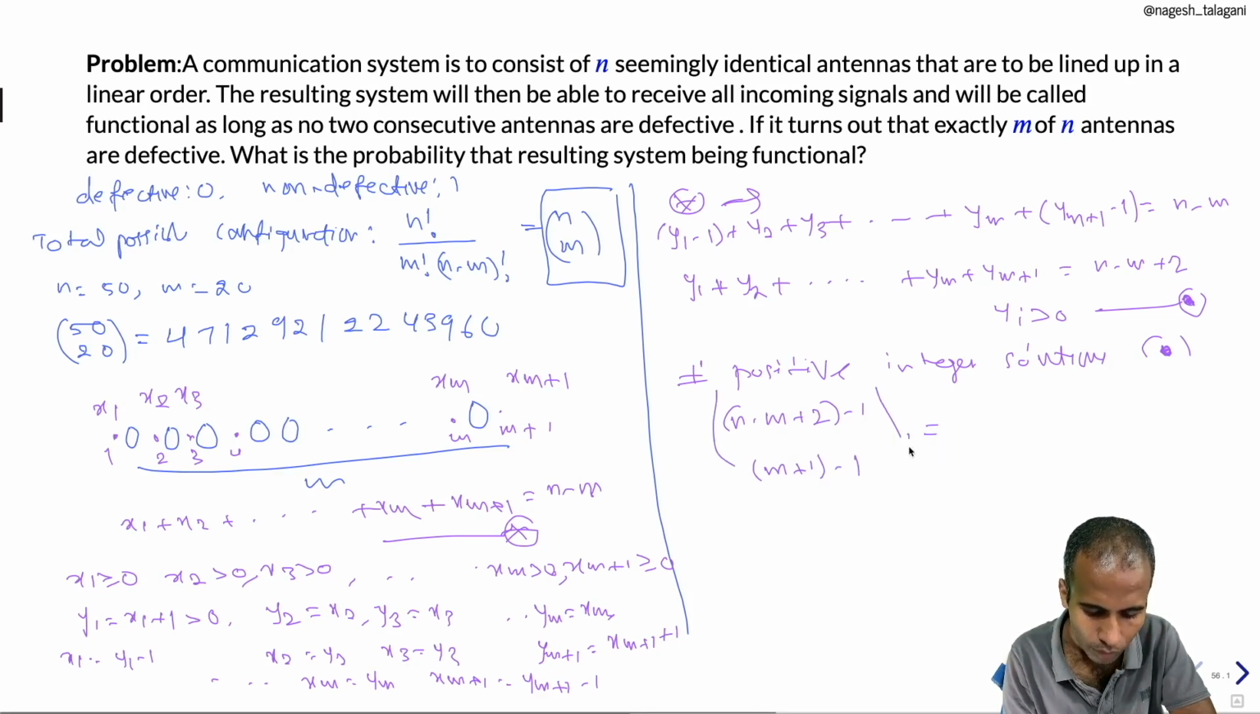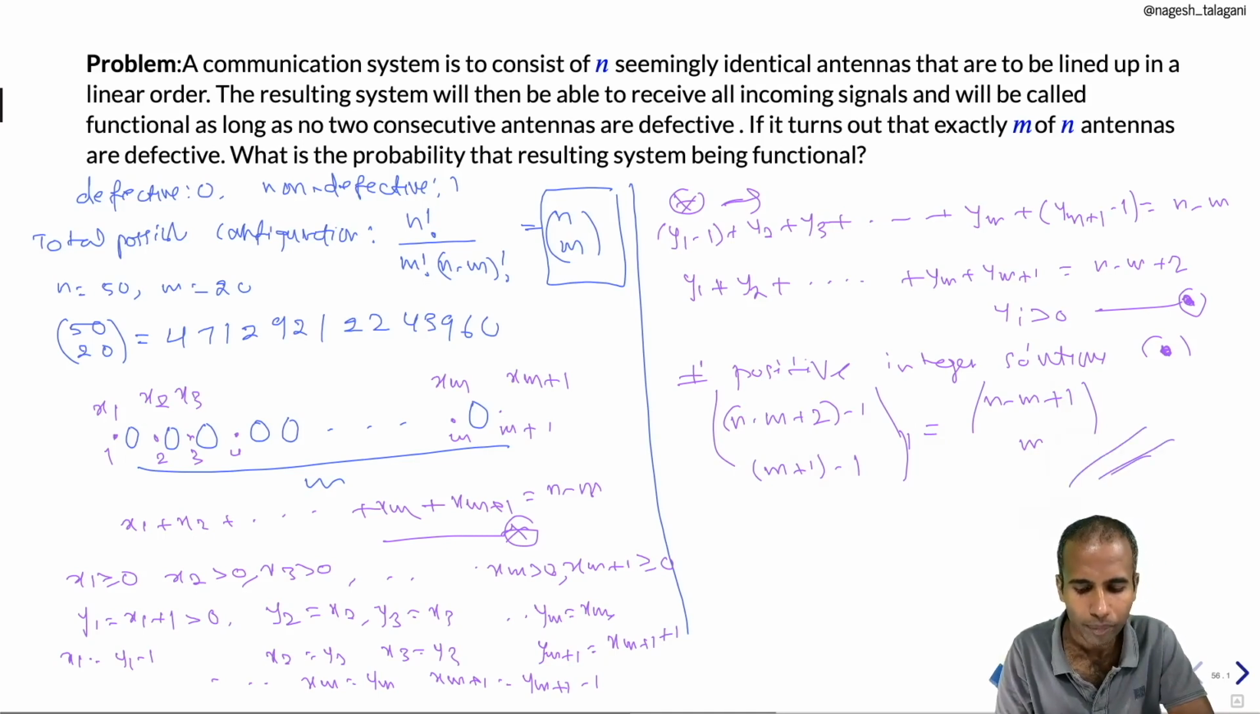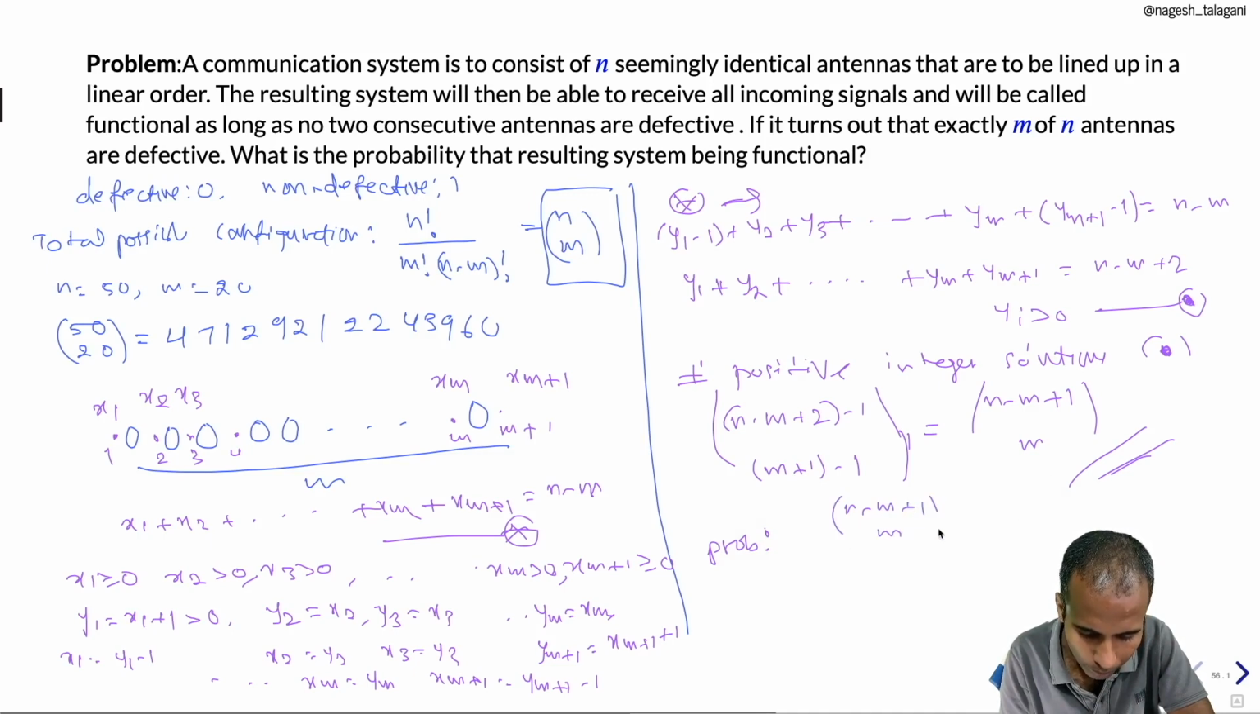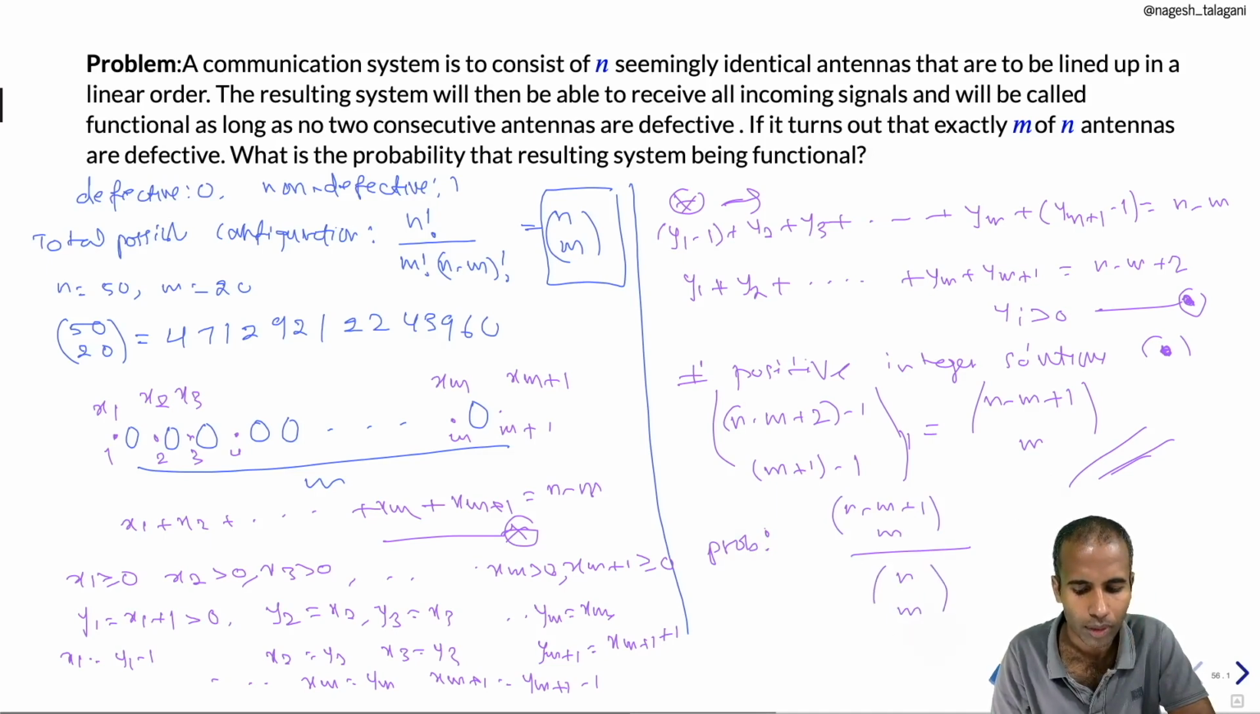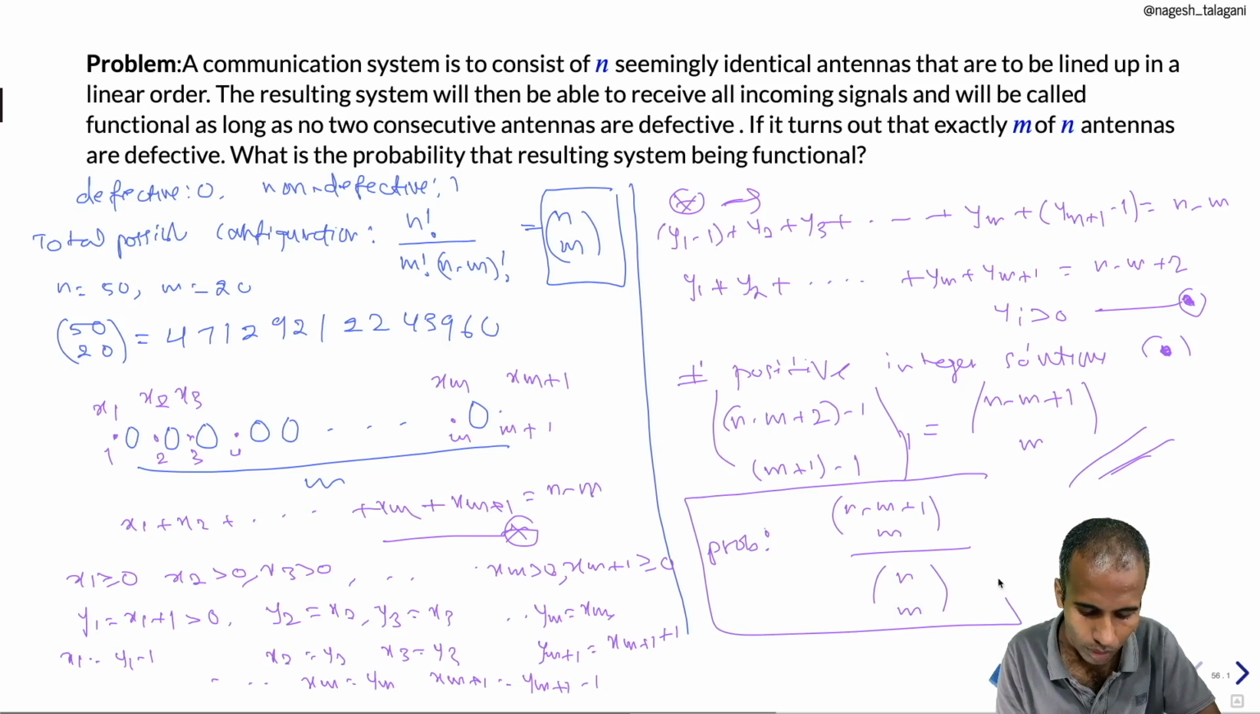This is going to be n minus m plus 1, choose m. So this many configurations result in functional systems out of n choose m. Therefore the probability is going to be n minus m plus 1 choose m, divided by n choose m. So this is the probability we are looking for.